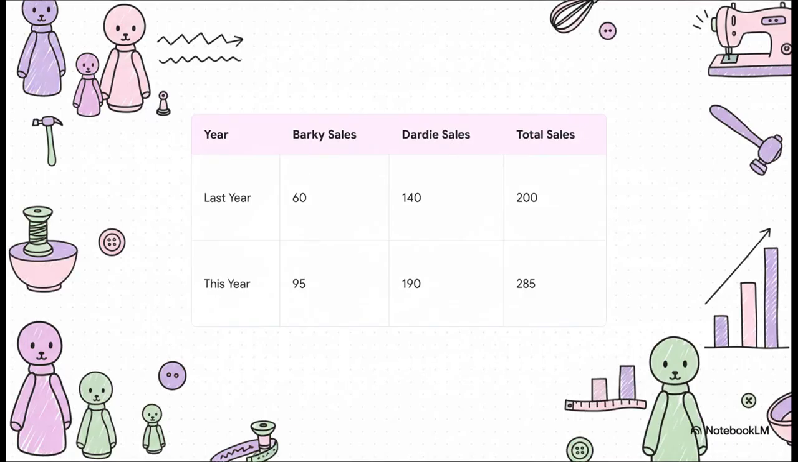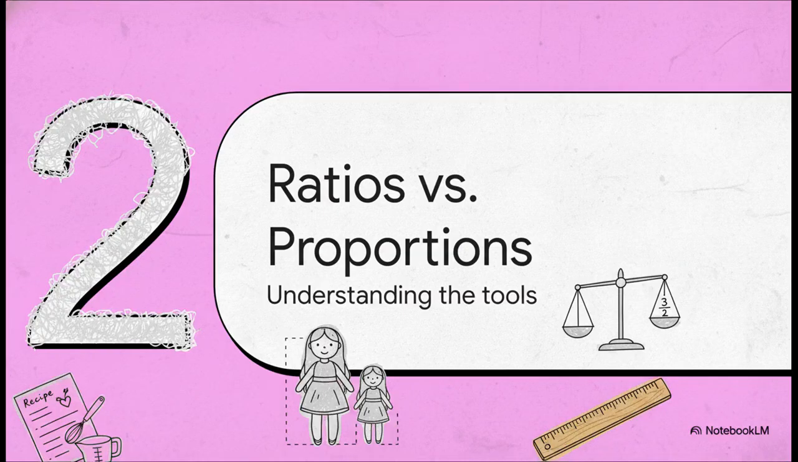Okay, check this out. Here's their sales data. Now, at first glance, you see Barky's sales went up from 60 to 95. That seems pretty good, right? But wait a second, their total sales also went up. So to find the real answer here, we need a seriously powerful math tool, one that helps us compare a part to the whole. All right, let's dive right in.